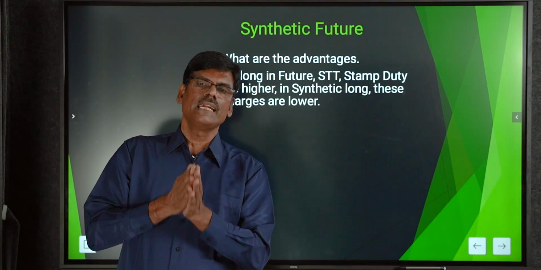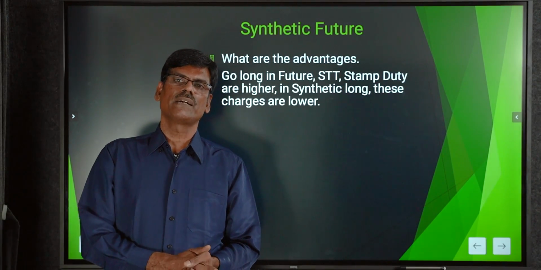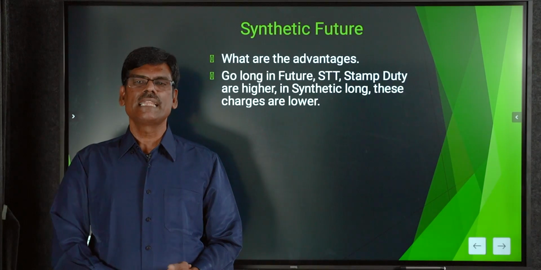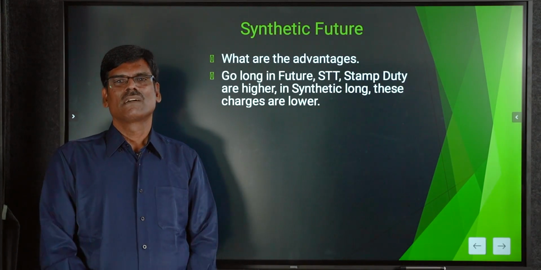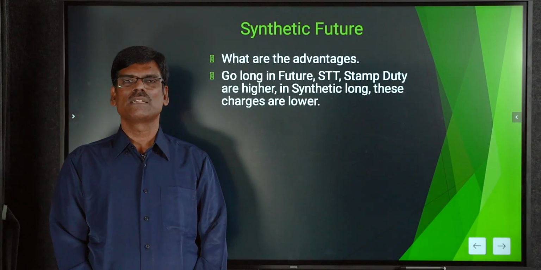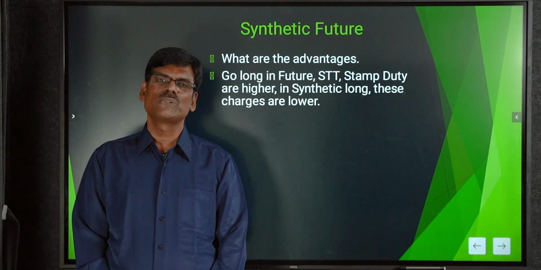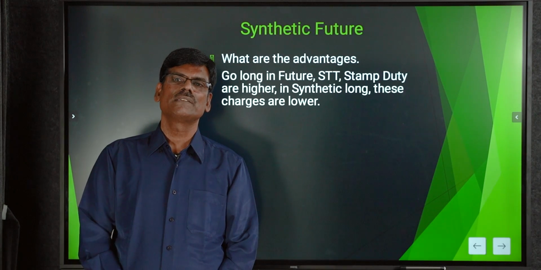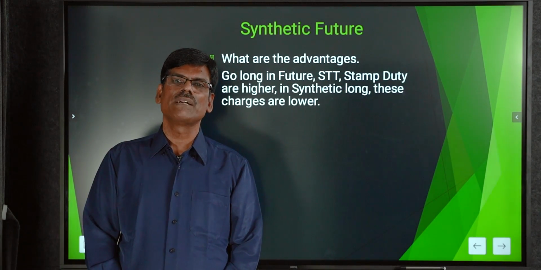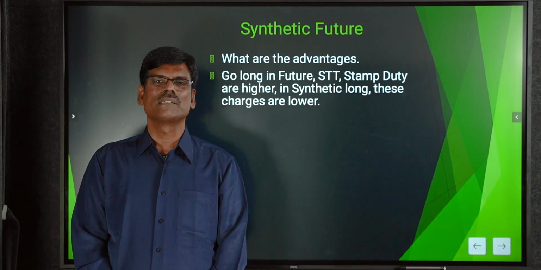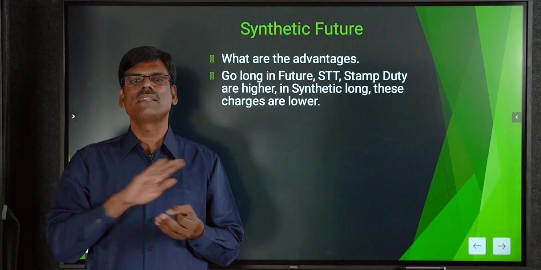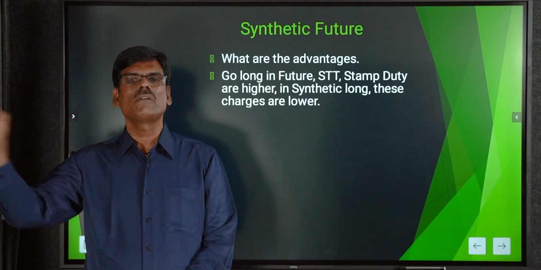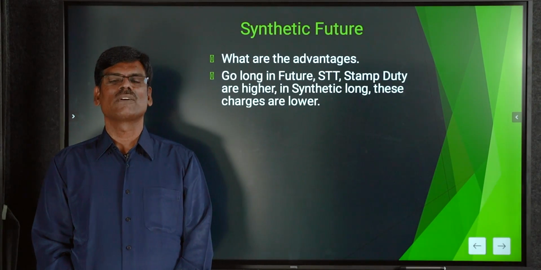Same thing, instead of going long in Nifty future, if you have gone synthetic long, just now you have seen call option about 200 rupees, put option about 200 rupees, 200 plus 200, 400 rupees. 400 rupees into 75 is only about 30,000. So your STT, stamp duty, transaction charges, everything is based on 30,000, not based on 7.5 lakh rupees.